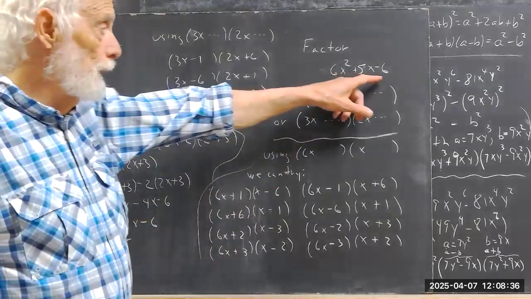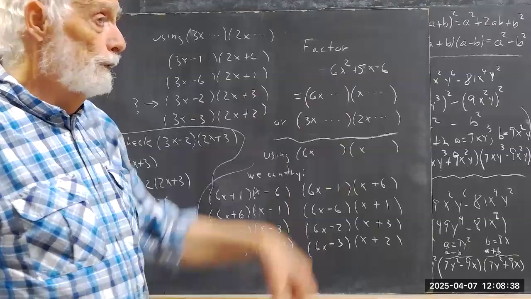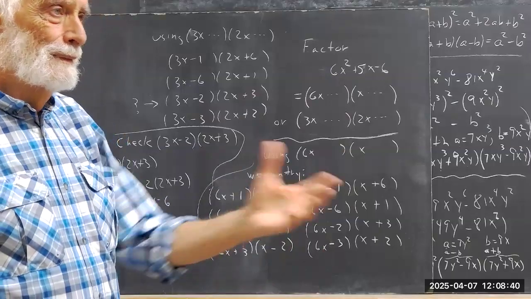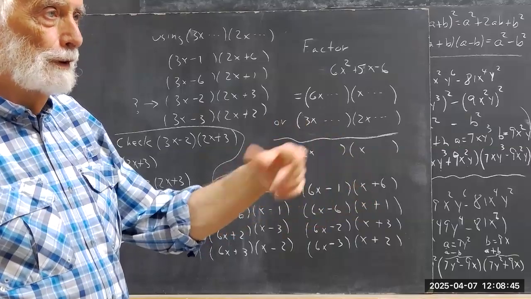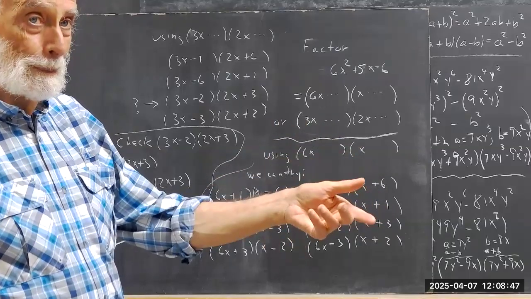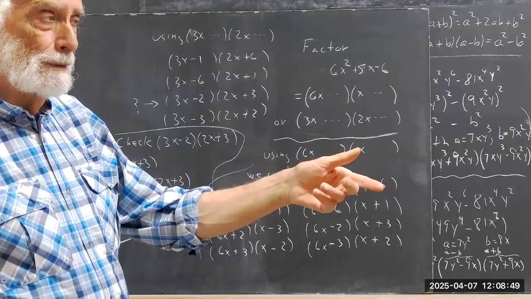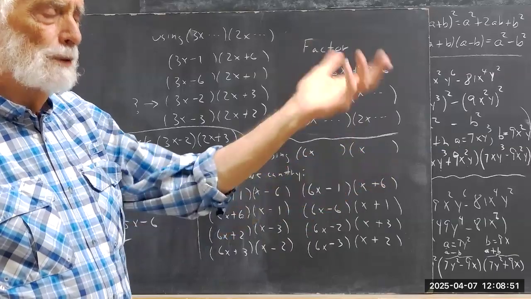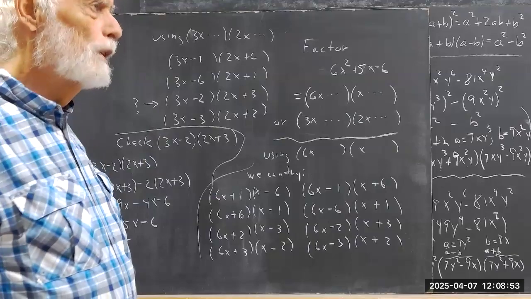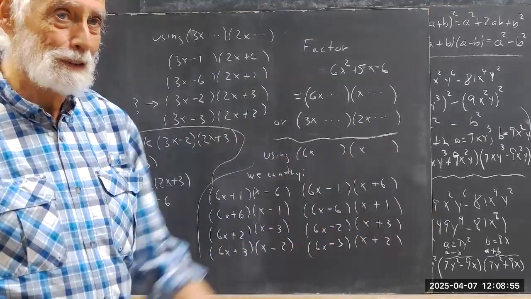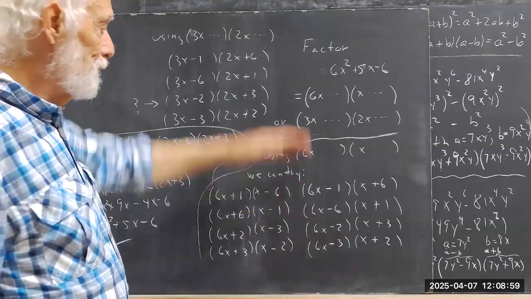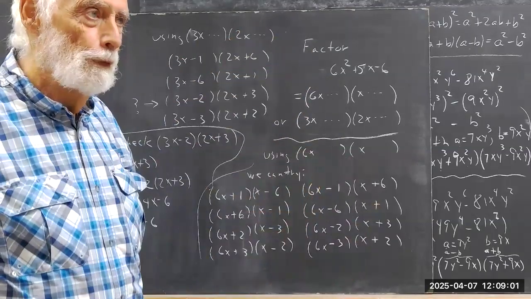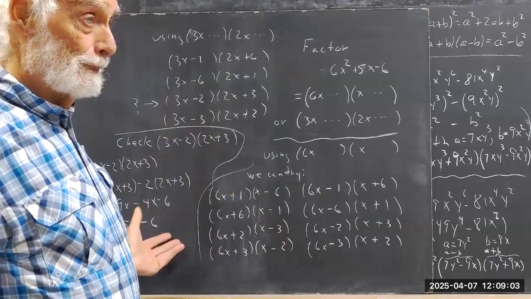Now, if this number is like 36 and this number is like 24, 36 could be 1 times 36, 2 times 18, 3 times 12, 4 times 9, or 6 times 6. Okay? And it could be plus or minus. You see that you'd have a whole paper full of possibilities.